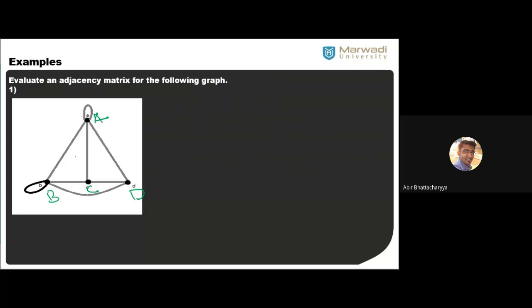No, there is no parallelism. B and D are not parallel. Only one edge is there between B and D. Parallelism means more than one edge, more than one connection. Only one direct connection is there between B and D, so this is not parallelism.